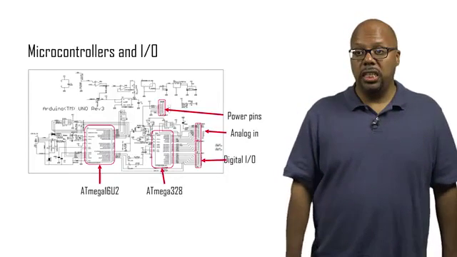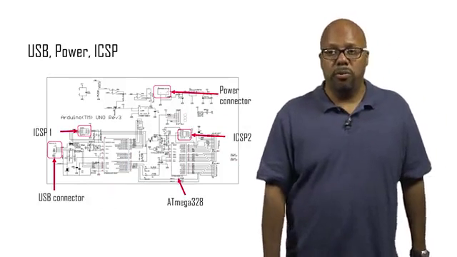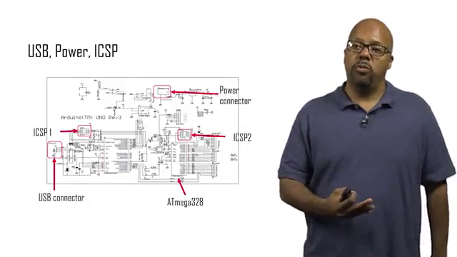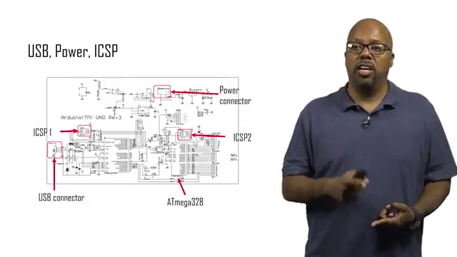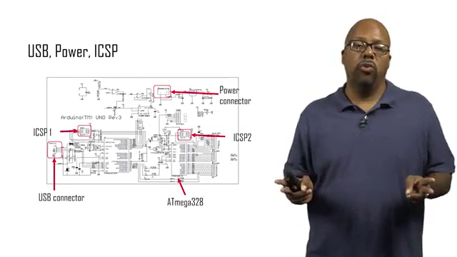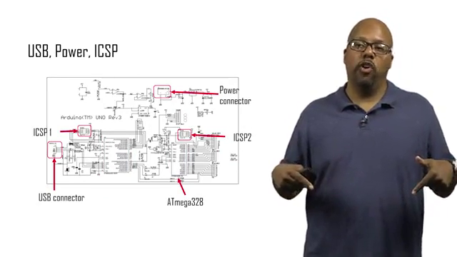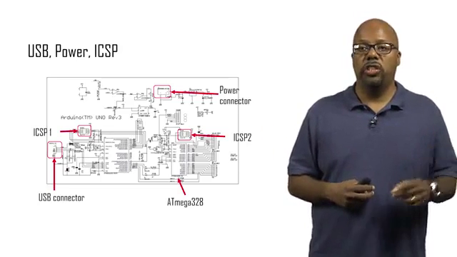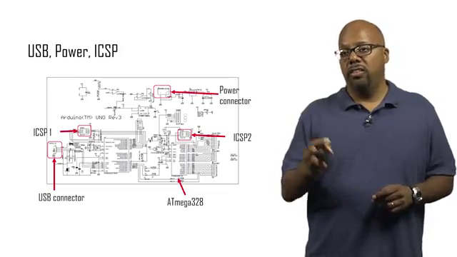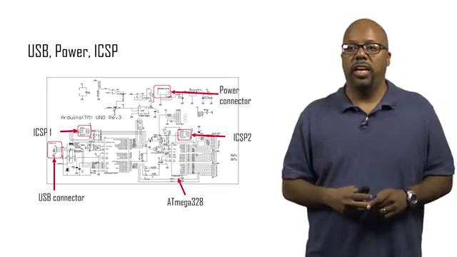Now, in addition to these, what do we have? Here's some more interesting parts. Power connector. Remember, we saw the power connector on the board. There it is, highlighted. The ICSP headers, ICSP1, ICSP2, those two headers that are used for programming the firmware on the two processors. Those are highlighted there. The USB connector, you can see that. And just for reference sake, the Atmega 328 again.